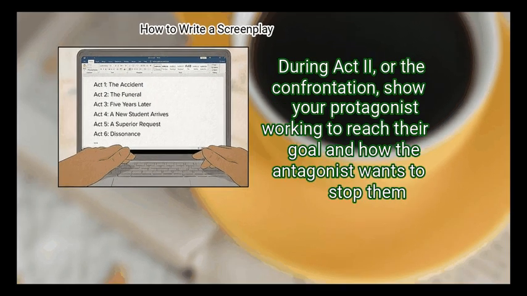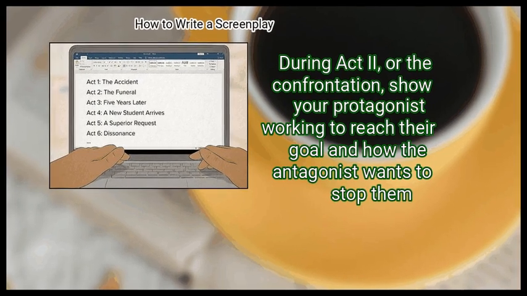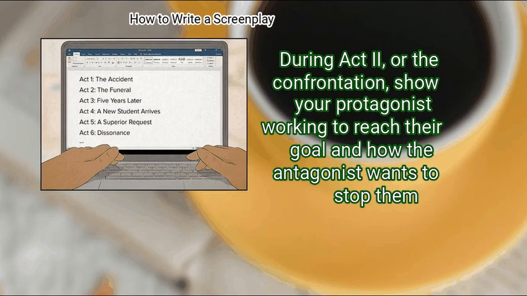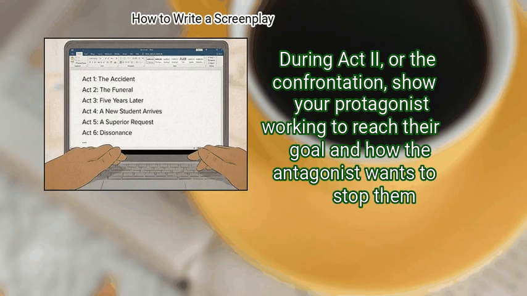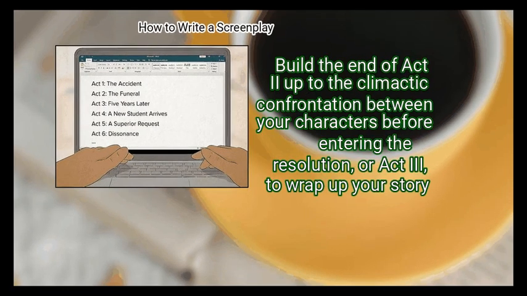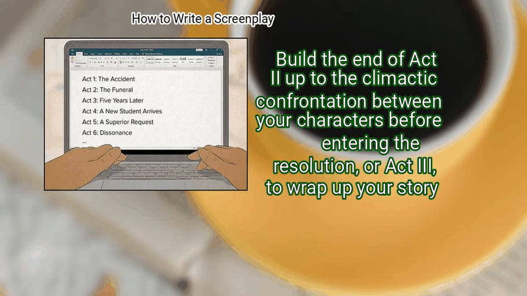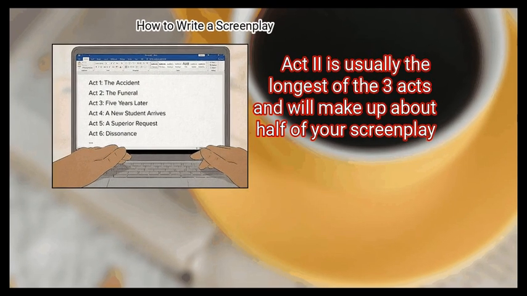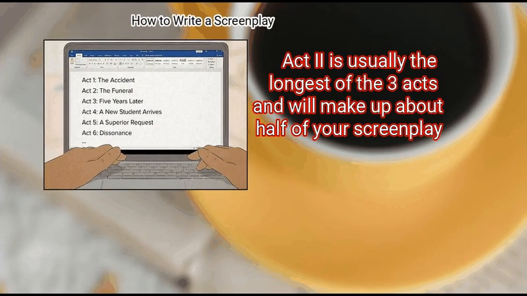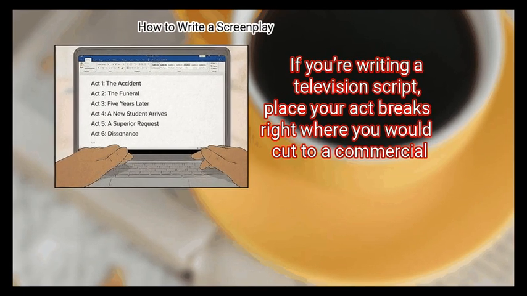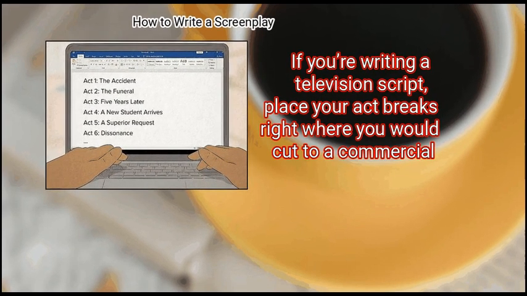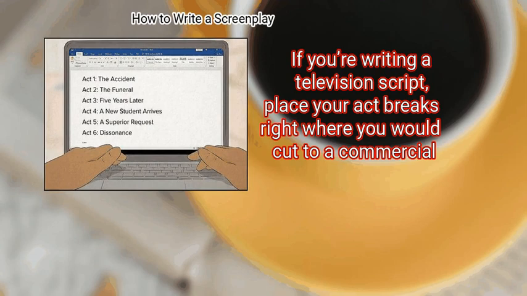their life. During Act 2, or the confrontation, show your protagonist working to reach their goal and how the antagonist wants to stop them. Build the end of Act 2 up to the climactic confrontation between your characters before entering the resolution, or Act 3, to wrap up your story. Act 2 is usually the longest of the 3 acts and will make up about half of your screenplay. If you're writing a television script, place your act breaks right where you would cut to a commercial.